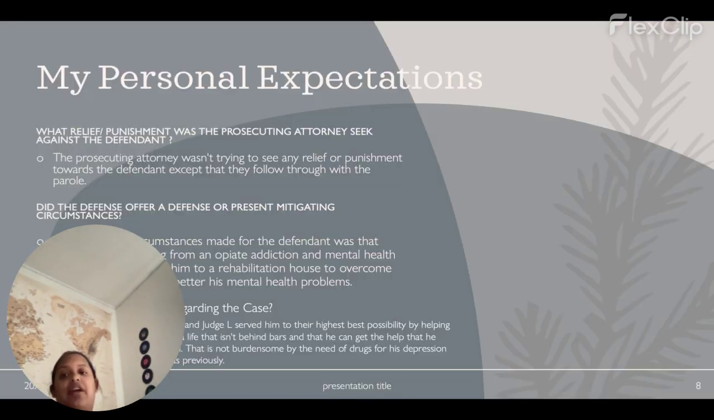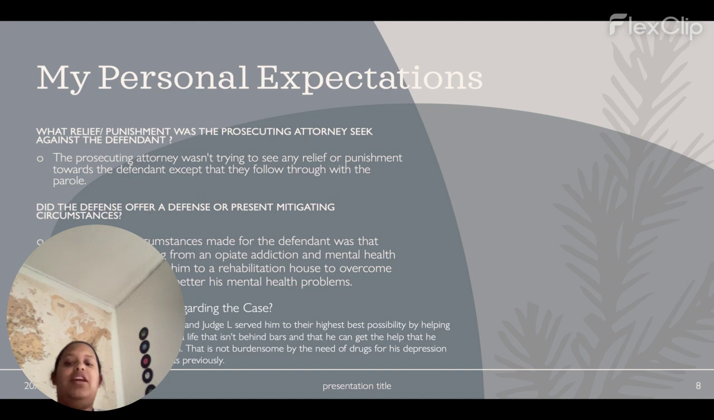My personal expectations for this one: what relief or punishment was the prosecuting attorney seeking against the defendant? The prosecuting attorney wasn't trying to seek any relief or punishment towards the defendant except that they follow through with the parole. Did the defense offer any mitigating circumstances? The mitigating circumstances made for the defendant were that since he was suffering from an opiate addiction and mental health issues, they sentenced him to a rehabilitation program or housing to overcome the addiction and help better his mental health problems.